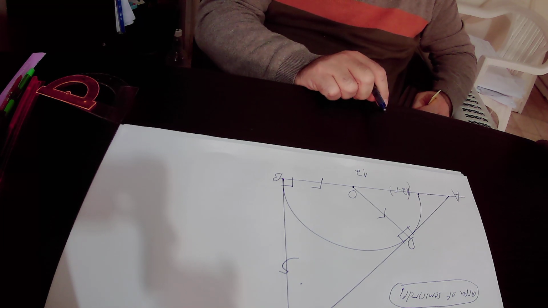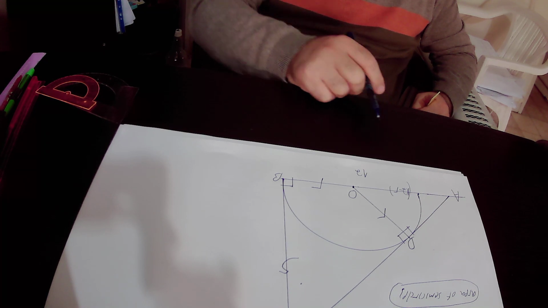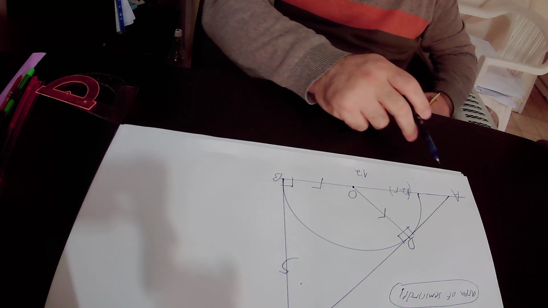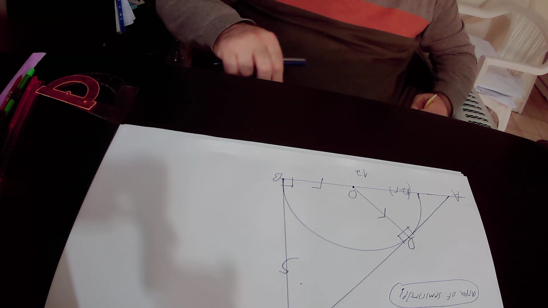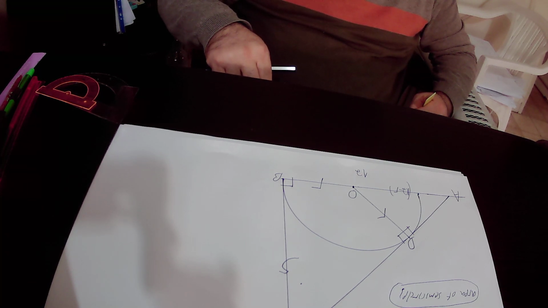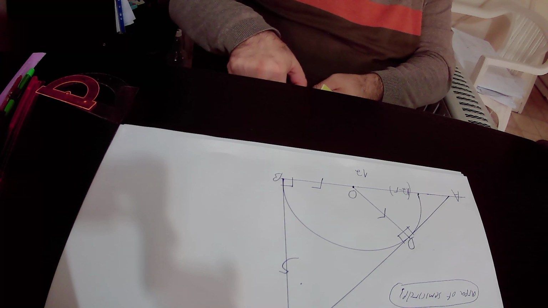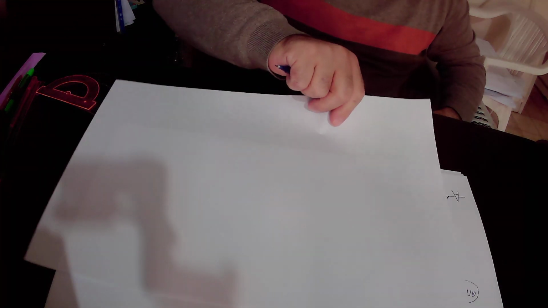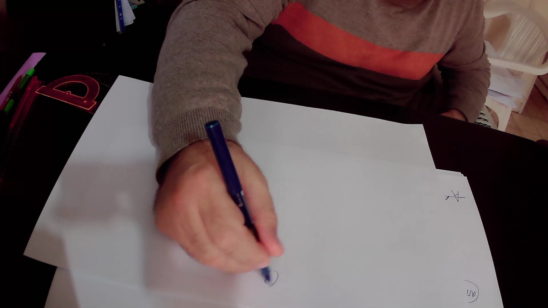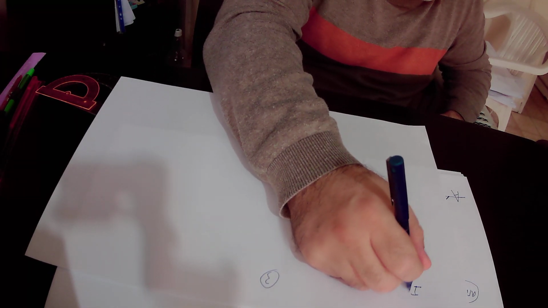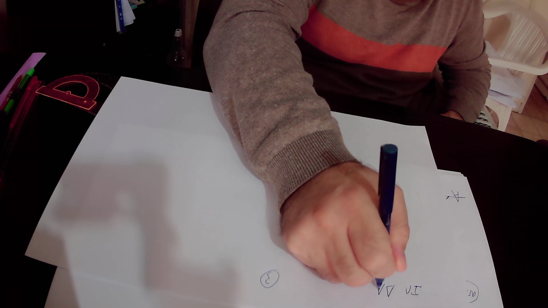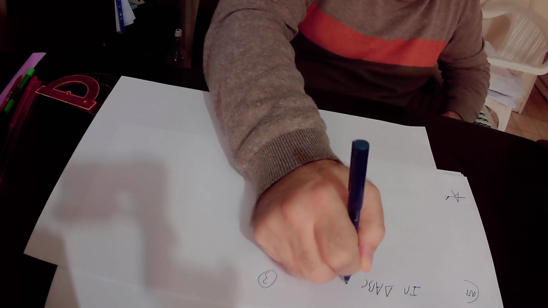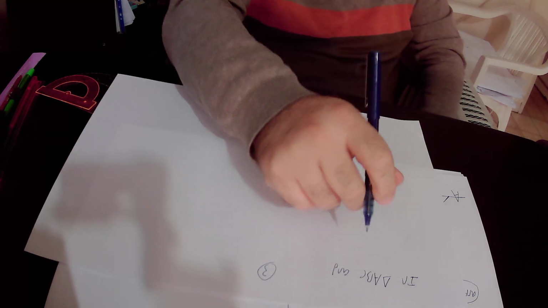Okay? So we will focus on the right triangle ABC and on the right triangle ADO, and we will prove that those two right triangles are similar to each other. I repeat again, we will focus on the right triangle ABC, the big right triangle, and on the right triangle ADO.